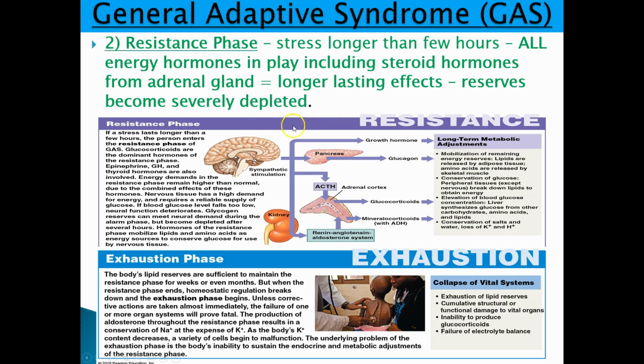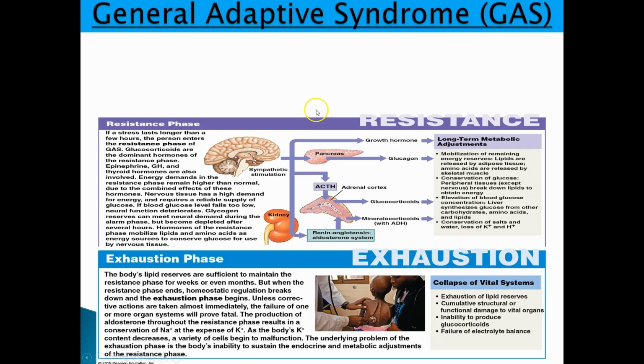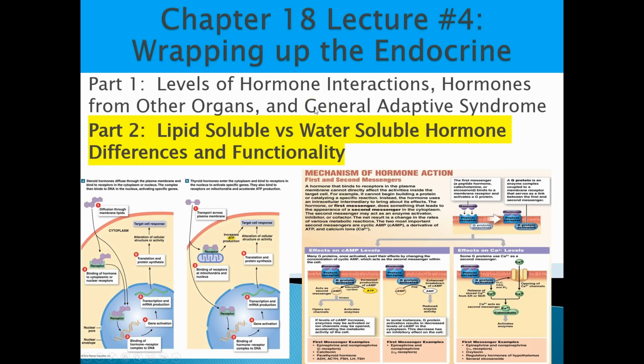Now, if this maintains for long term and we're constantly breaking down muscle tissue, it leads to the exhaustion phase, which means there's actually damage to the organs. Okay, so I would have to mention something about loss of all reserves and damage to organs here. In this case, I would be mentioning the use of cortisol and the loss of a lot of your energy reserves, all right, such as your long-term energy reserves and fats. All right, and so this is really definition, so don't overthink the general adaptive syndrome.